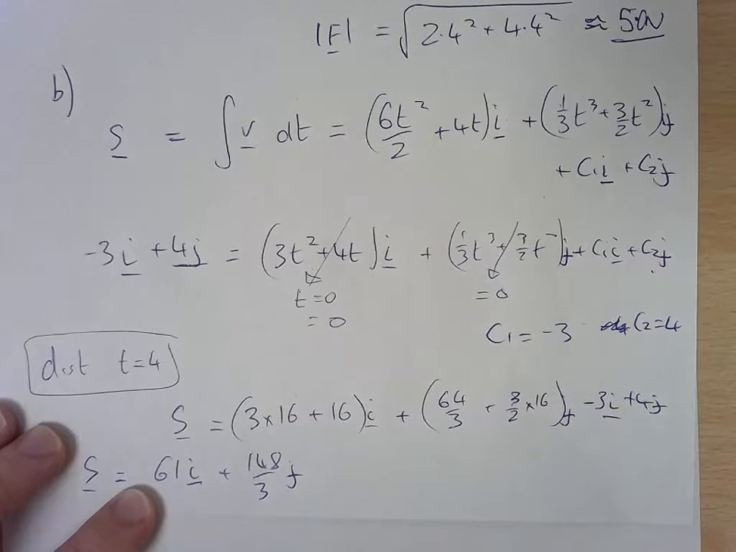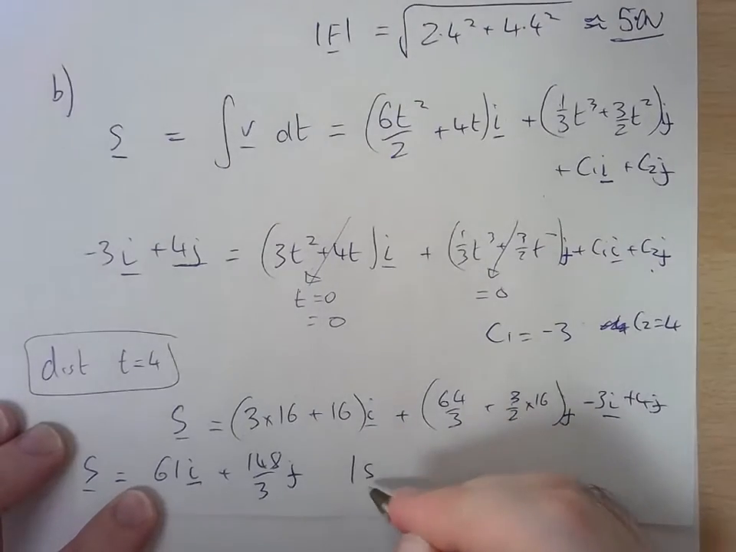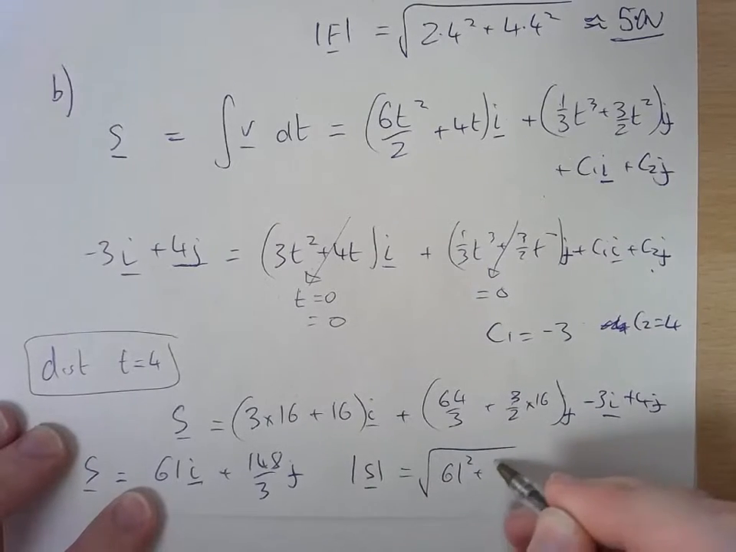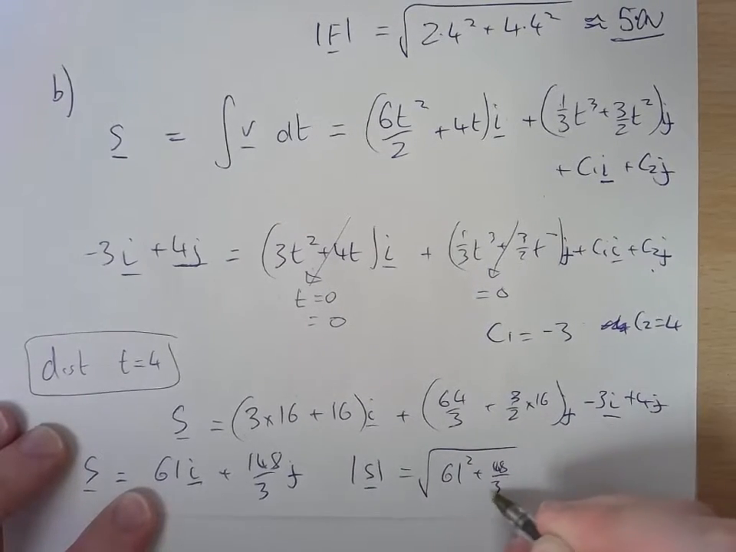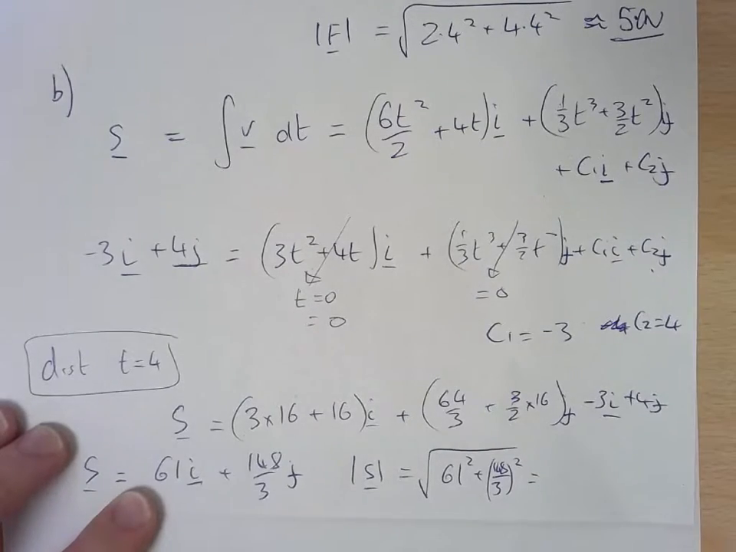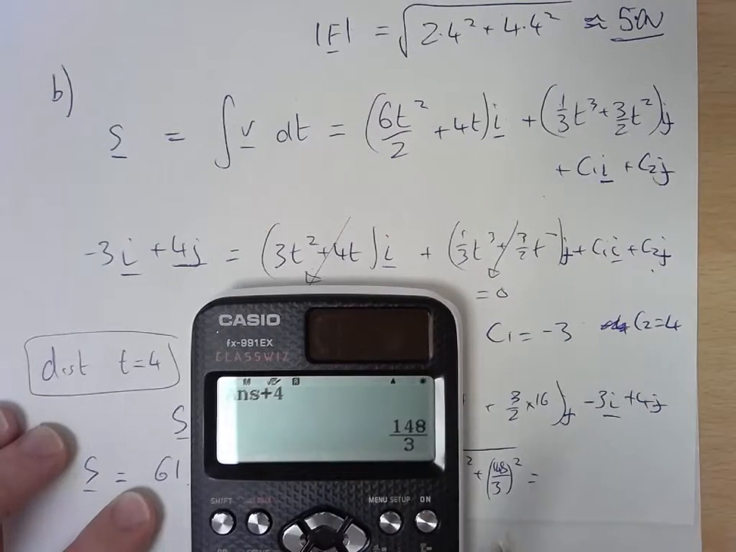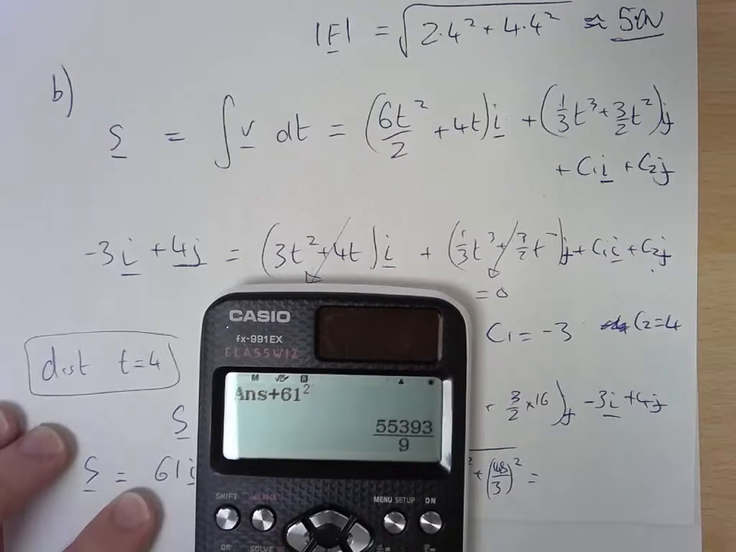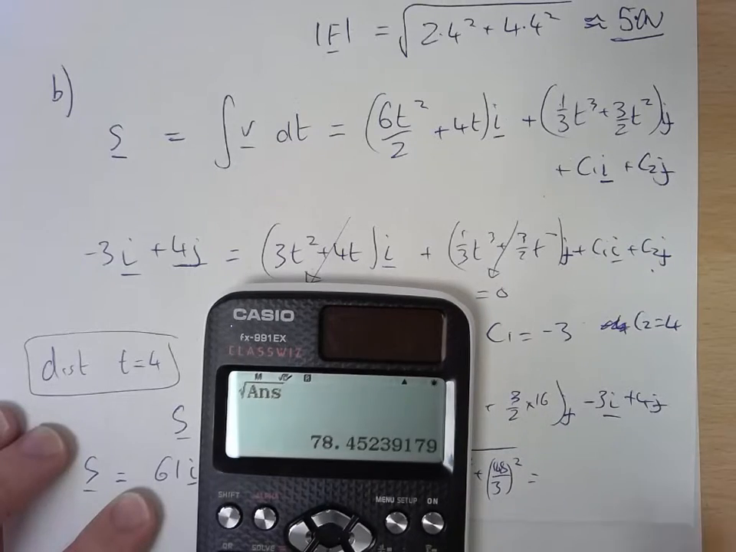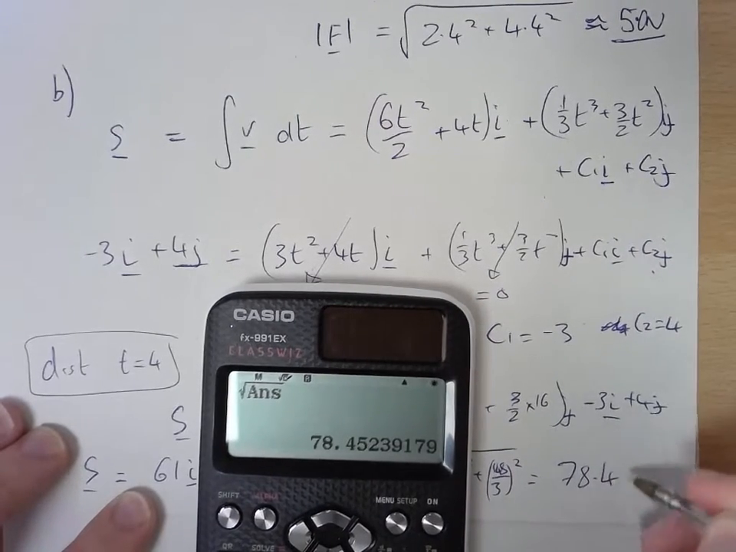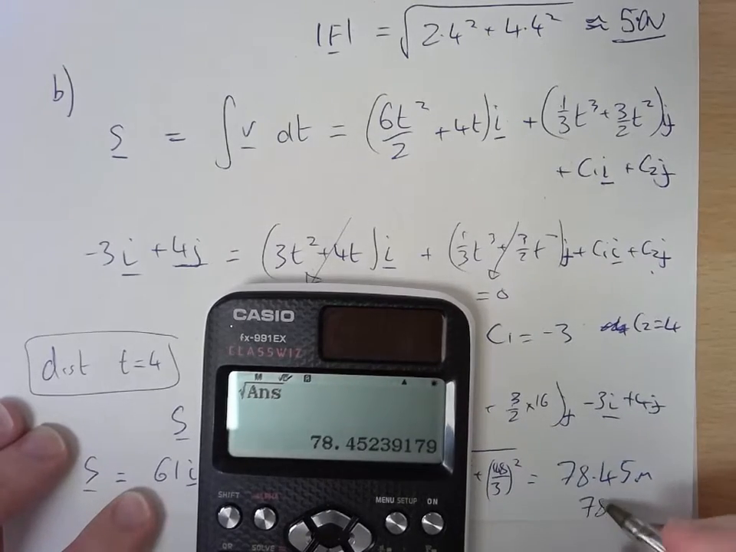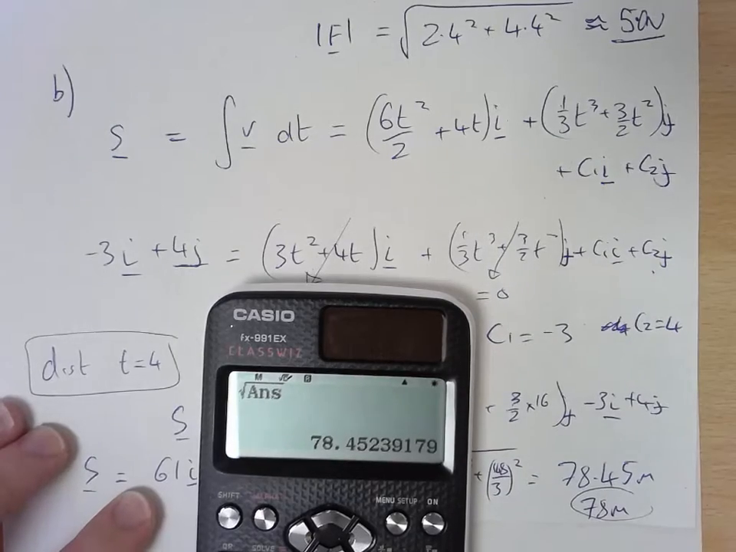Once we've got this, we now need to turn this into a distance. So mod s is the square root of 61 squared plus 148 over 3 squared. If we do this and then square root it, I'm going to take this, square it, add on 61 squared, and then square root my answer, which gives me 78.45 meters. Because it's mechanics, I'm going to give this answer as 78 meters, remembering that we give all our answers to 2 or 3 significant figures.